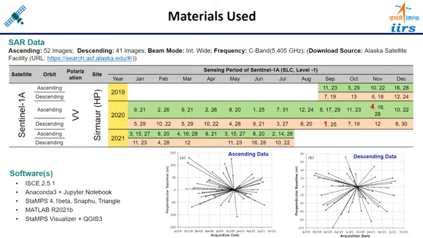So almost 2 years of data was used, and the actual landslide event happened on July 30th, somewhere here. The last scene in the ascending pass was taken on 26th July, and the last scene in the descending pass was taken on the 22nd July, and the actual event happened on July 30th.